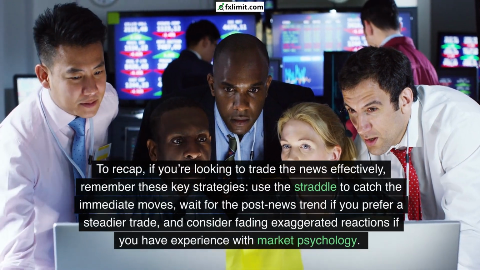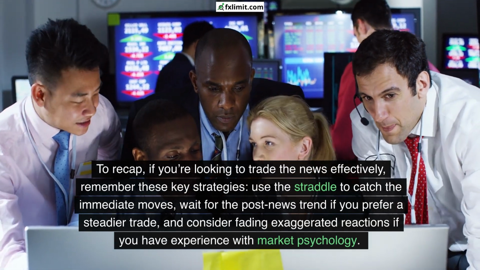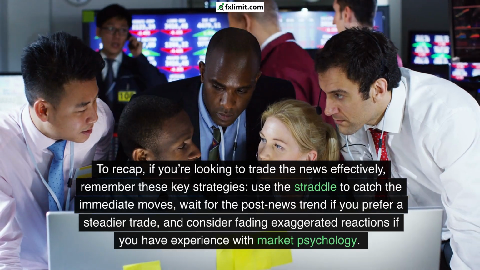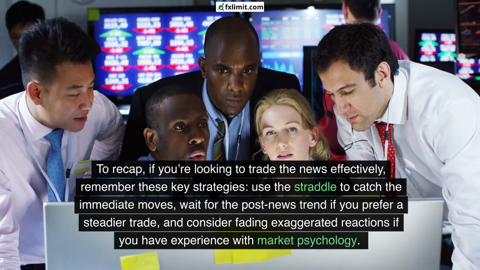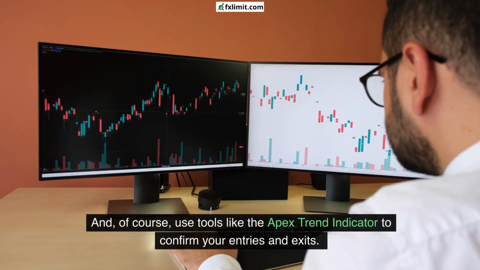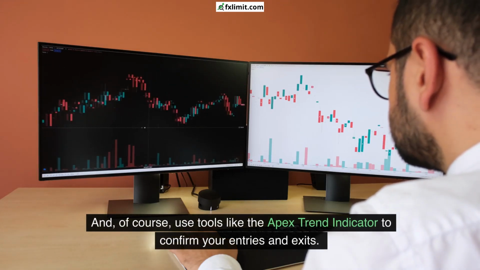To recap, if you're looking to trade the news effectively, remember these key strategies. Use the straddle to catch the immediate moves. Wait for the post-news trend if you prefer a steadier trade. And consider fading exaggerated reactions if you have experience with market psychology. And, of course, use tools like the Apex Trend Indicator to confirm your entries and exits.